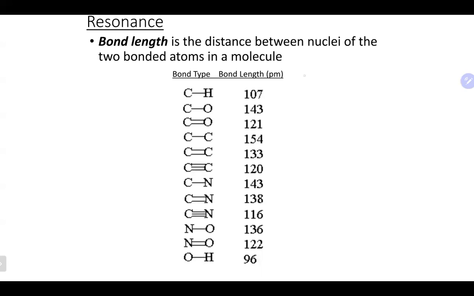But first, let's talk a little bit about bond length. You do not need to memorize any of these numbers, but when we look at, for example, a single bond versus a double bond versus a triple bond for carbon-carbon, what we see in terms of the bond length is single bonds 154, double bonds 133, and triple bonds 120, the distance between the 2 atoms. Same thing happens for carbon-nitrogen: 143 for a single bond, 138 for a double bond, and 116 for a triple bond.